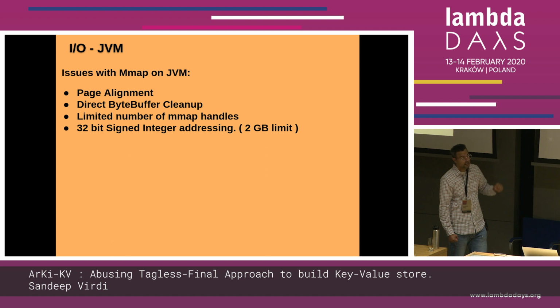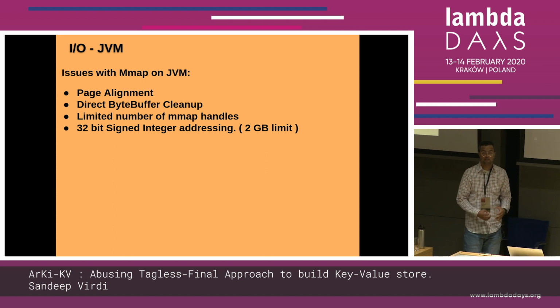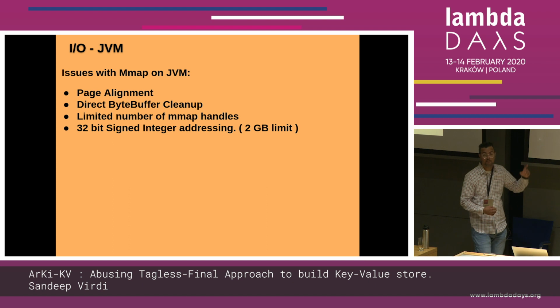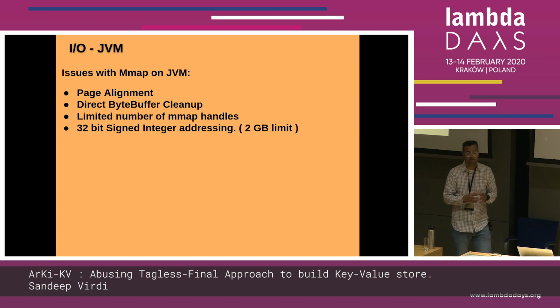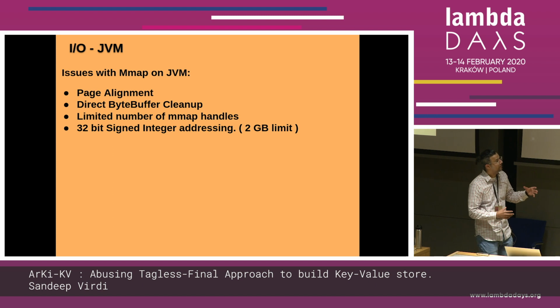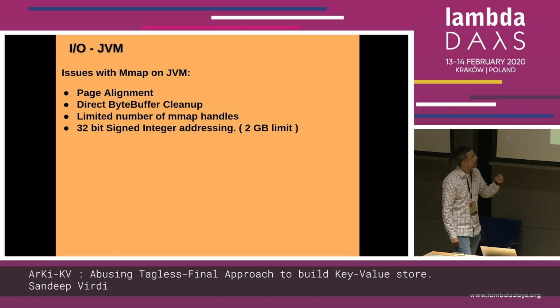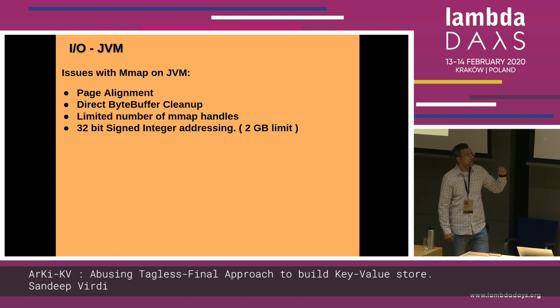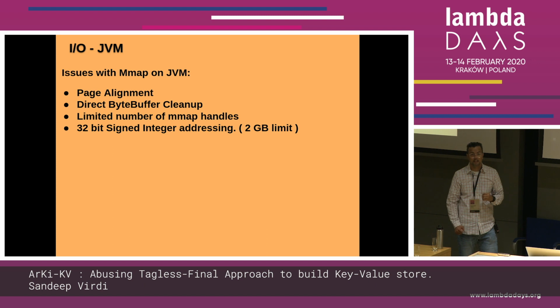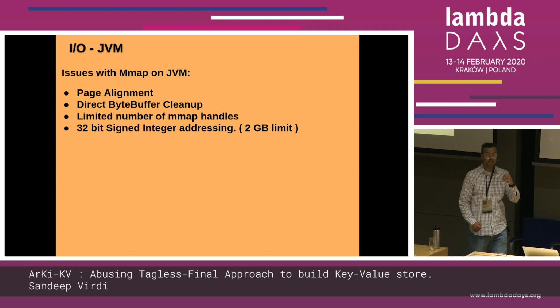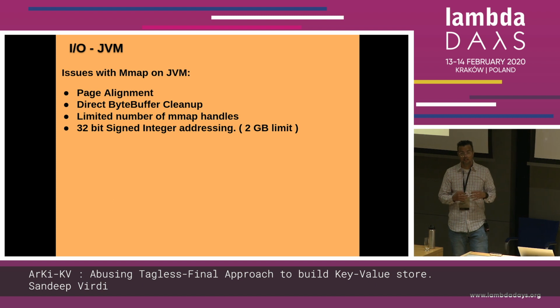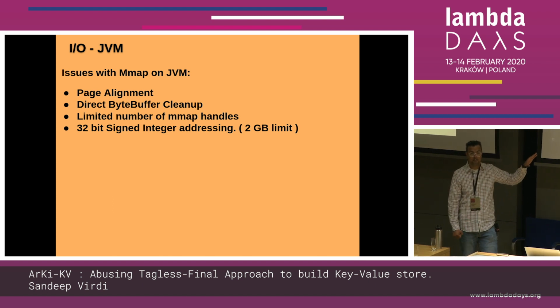32-bit signed integer addressing. The direct byte buffers use a 32-bit signed integer for addressing memory maps. So effectively, you could only ever create a 2 GB memory map region at one time. For large files, you have to create multiple memory maps. This is an issue, say that you try to access a memory map that is reclaimed, then that's a JVM crash. There's no coming back. You've lost all your state. These things are very hard to debug. If you have not seen one, good for you. I hope you don't see one.